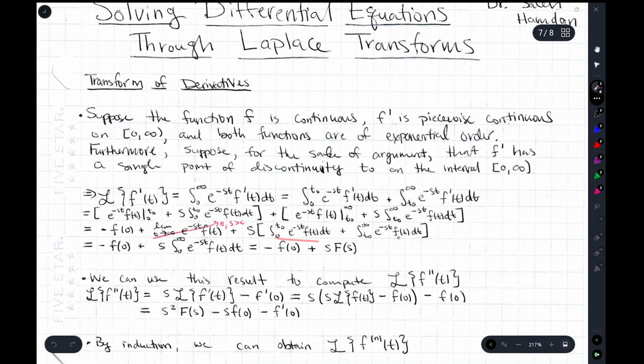Okay, now we could combine these. We could add these from just properties of integrals. And so you get this, but what is that? That looks familiar. Well, it's the Laplace transform of lowercase f, which we're going to write as capital F. And so the Laplace transform of a derivative gives you minus f of that function at 0 plus s times the Laplace transform of the function, not the derivative, but the function itself.